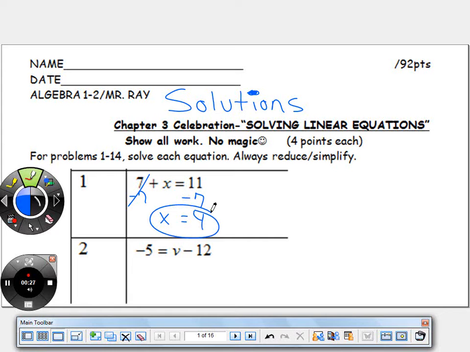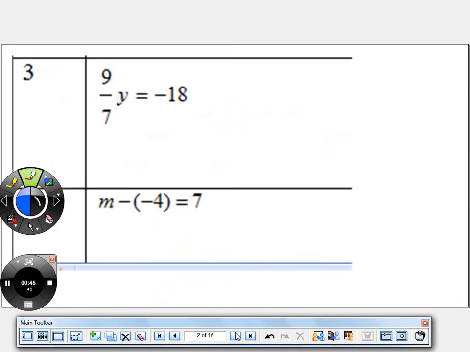Number 2, what you want to do there is add 12, because you want to get the b by itself. So you add 12, that'll cancel out, so b equals 7. Okay. Next one, so you can pause, rewind if I go fast for you.